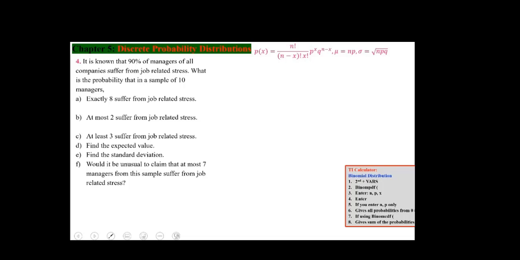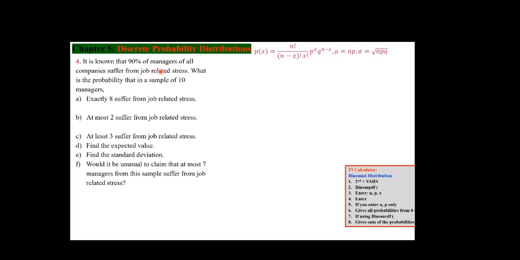It is known that 90% of managers of all companies suffer from job-related stress. What is the probability that in a sample of 10 managers, exactly 8 suffer from job-related stress, so on and so on? So the very first thing you need to recognize is what type of distribution we have, and this is a binomial distribution. Why is that? There are only two outcomes. Either they have stress or they don't.